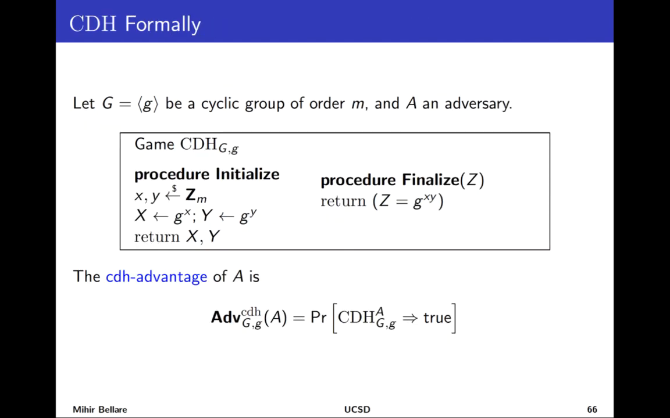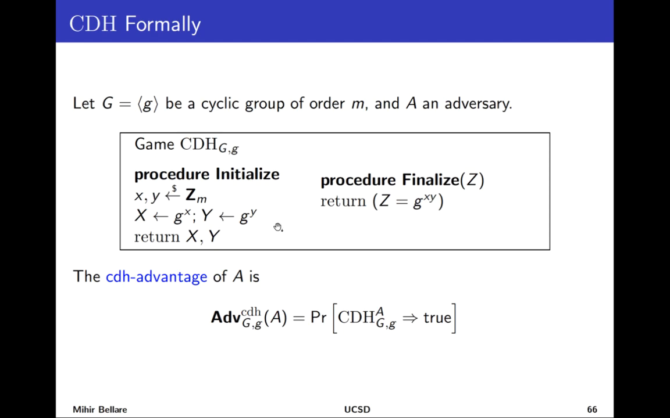Let's also formalize this one quickly. We can give a game for it. So we again fix our group G and generate a little g, and a little m is the order of the group, and A is an adversary. This game is CDH for computational Diffie-Hellman, parameterized by group and generator. Initialize sets up the challenge for the adversary. The challenge for the adversary is two group elements. How are they chosen? By picking two random exponents and raising the g to the first exponent to get big X and raising g to the second exponent to get big Y. The game stores the exponents, but the adversary only sees the results of these exponentiations.